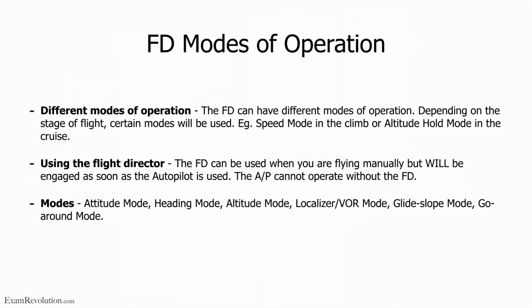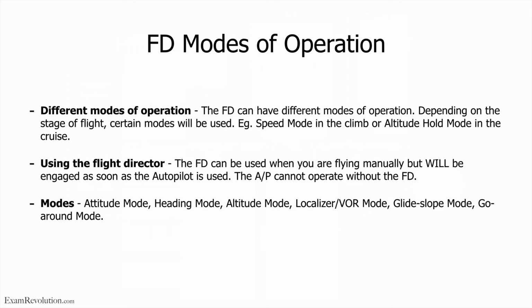So let's look at the modes of operation, because the flight director has different modes of operation. So what are these different modes? Well, depending on the stage of flight, certain modes will be used. So for instance, speed mode will be used in the climb. So you can tell the aircraft you want to climb at 140 knots. Or altitude hold mode will be used in the cruise, right? So if you get to 20,000 foot, the aircraft must level off and it must maintain 20,000 foot. Then the flight director mode will be altitude hold mode, right? It must show you whatever you must do to hold altitude.